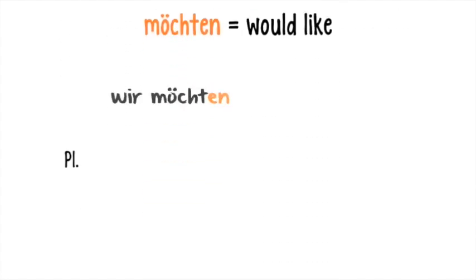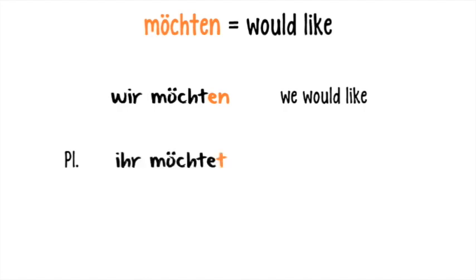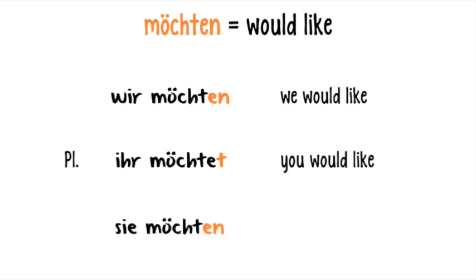Plural form. Wir möchten, we would like. Ihr möchtet, you would like. And sie möchten, they would like. Wir möchten, ihr möchtet, sie möchten.